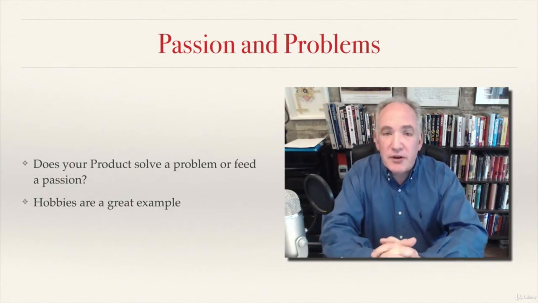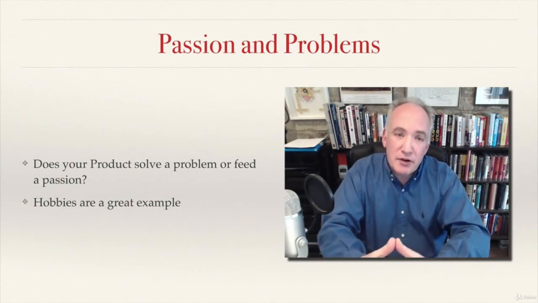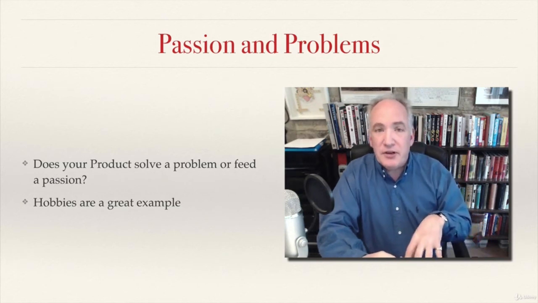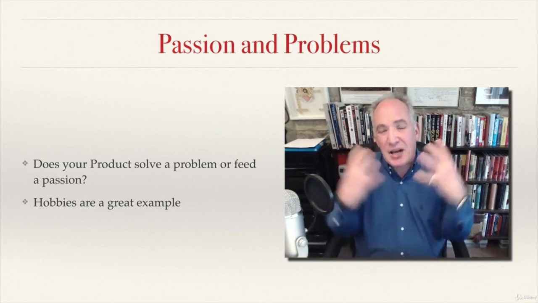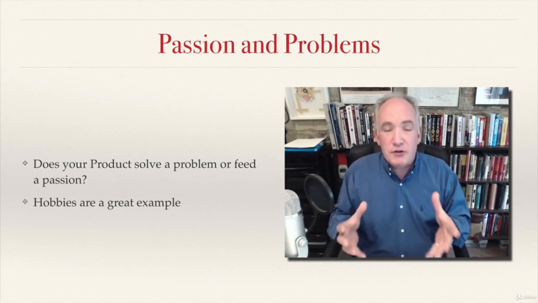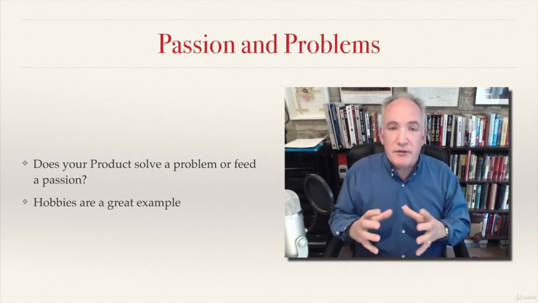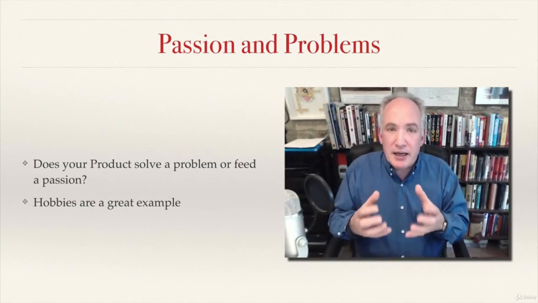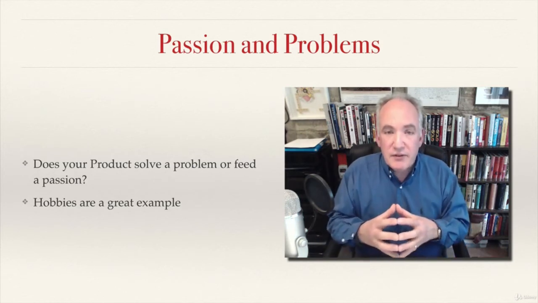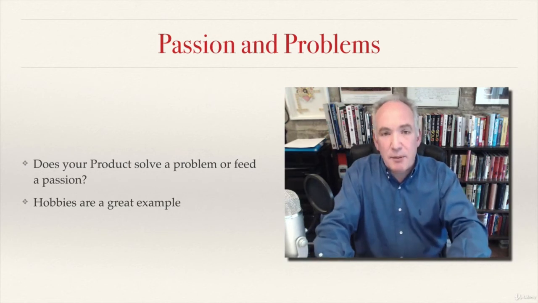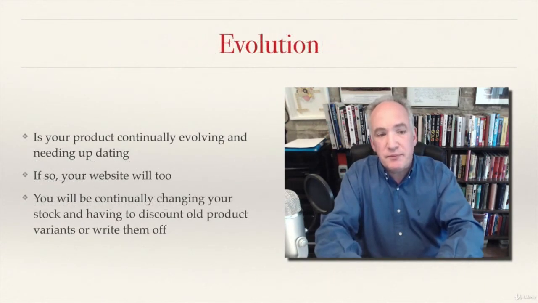Passion and problems. Simple here, and we have talked about this a little bit. Does your product solve a problem or feed a passion? And really what this comes down to is the types of demand, because if people are passionate about something, they're much more likely to spend money on it. Hobbies are a great example, or outdoor activities, or whatever it is. They're much more likely to spend money on it, and spend money in a less considered manner than if it was something where they're going to be more analytical about the decision-making process.